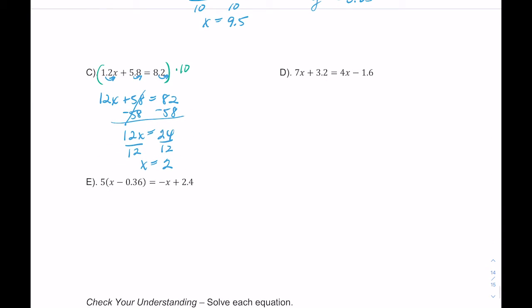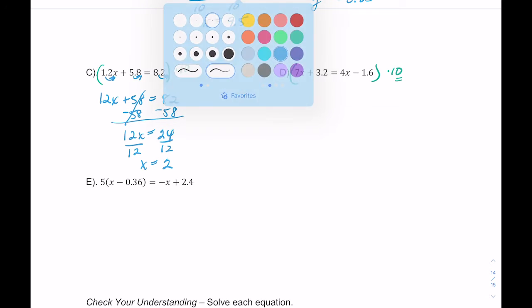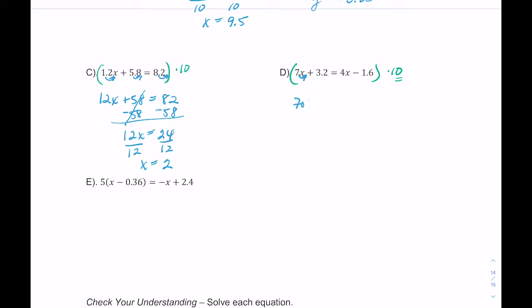In my next problem, I have, again, one place at most after the decimal. So I'm going to multiply by what? You guessed it, 10, because it's got 1 zero in it. So now I just need to multiply everything by 10, all the terms. So remember, 10 times 7, it's going to give me 70. So it's the equivalent of just moving the decimal after the 7 over 1. So you get 70x plus 32 equals 10 times 4, 40x, and then minus 16.